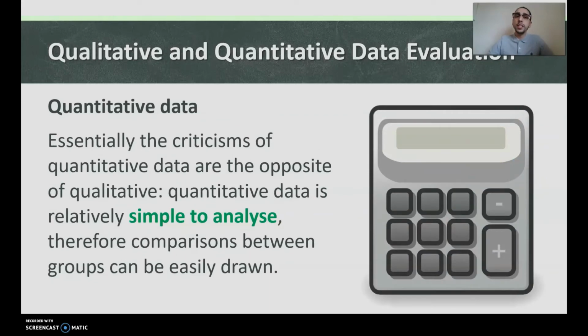But there are also strengths and weaknesses of quantitative data. Essentially, the criticisms of quantitative data are the opposite of qualitative. Quantitative data is relatively simple to analyze, easy to analyze. Therefore, comparisons between groups can be easily drawn. It's easy to analyze. It's numbers. I can compare one group with the other really, really easily.